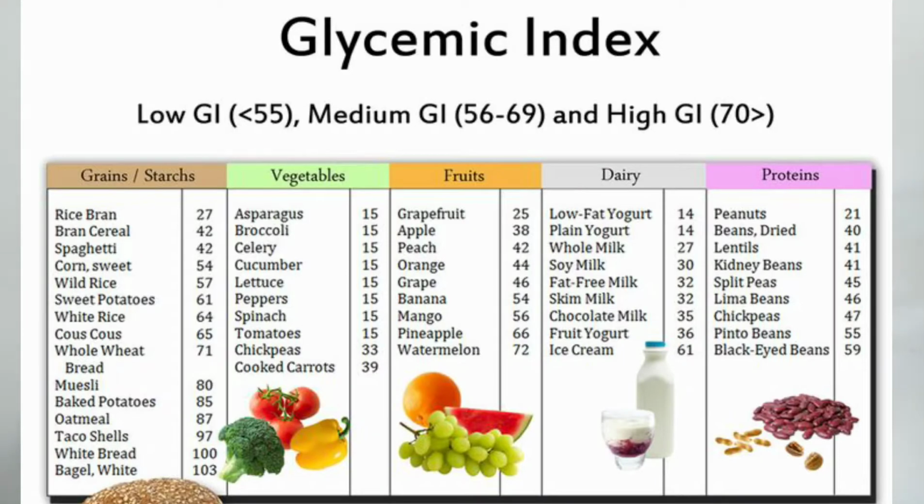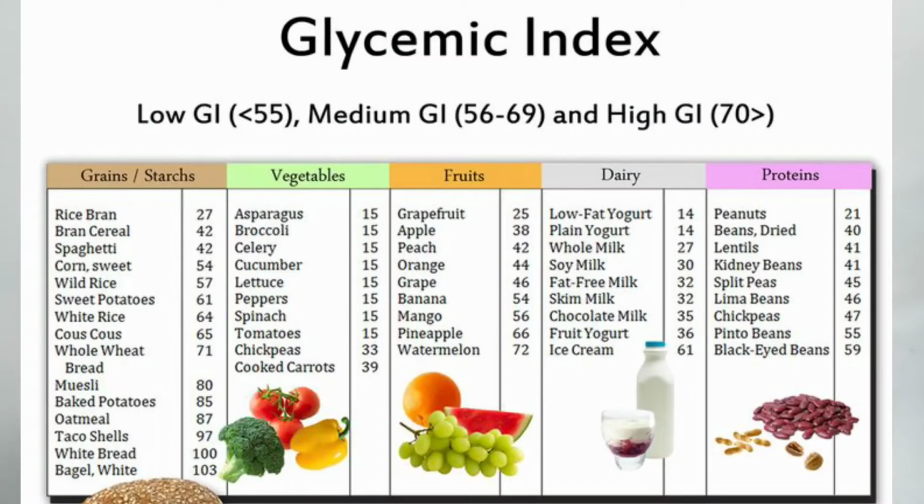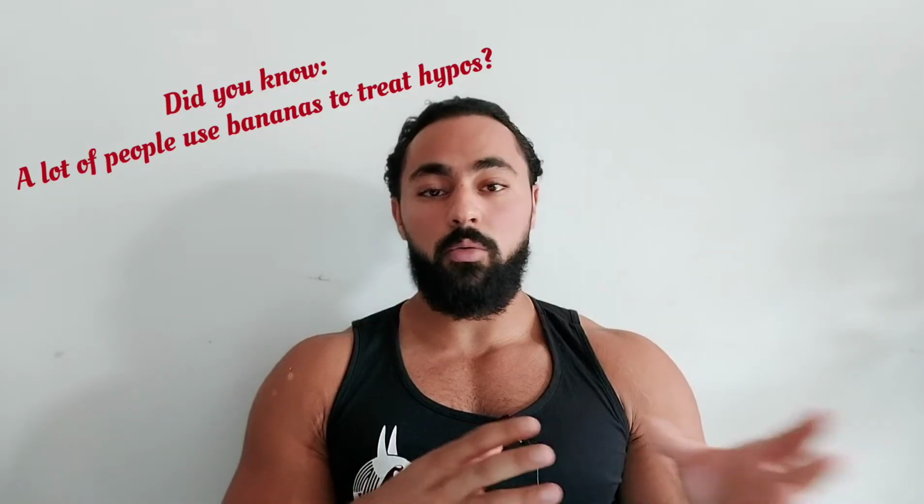Okay, so examples of the fast ones are sugar, candy, jam, honey, anything that you would use to treat a hypo. Complex is oats, pasta, brown bread, sweet potatoes, banana. Fruits are in between both. You get complex, you get simple.